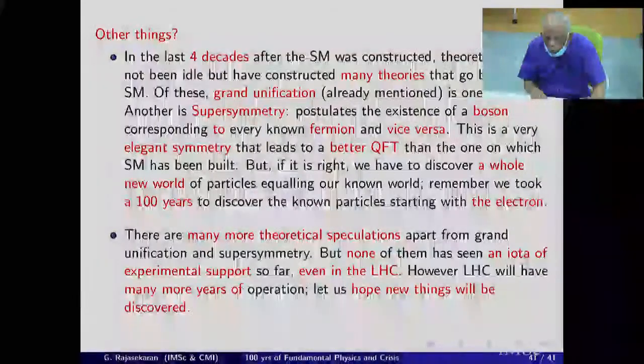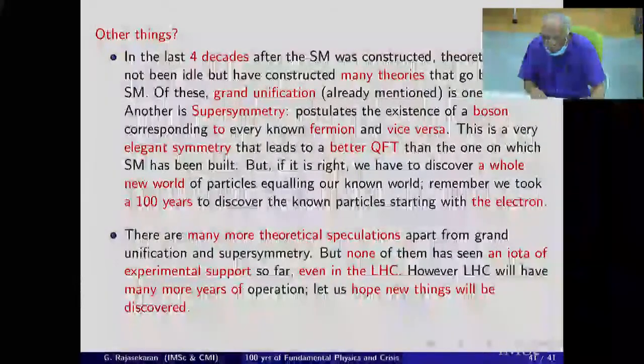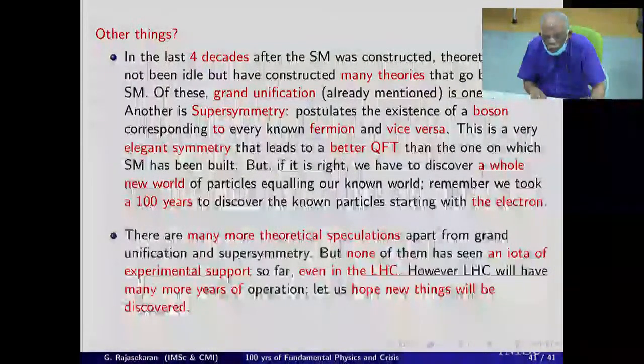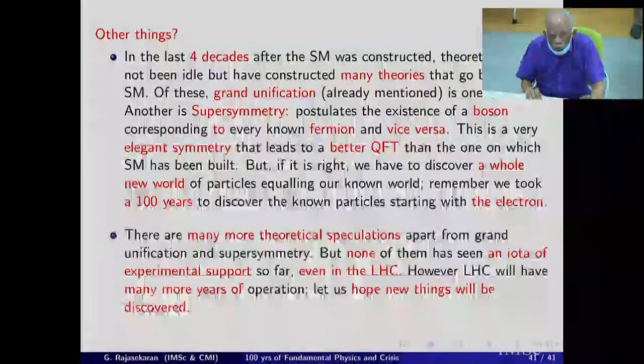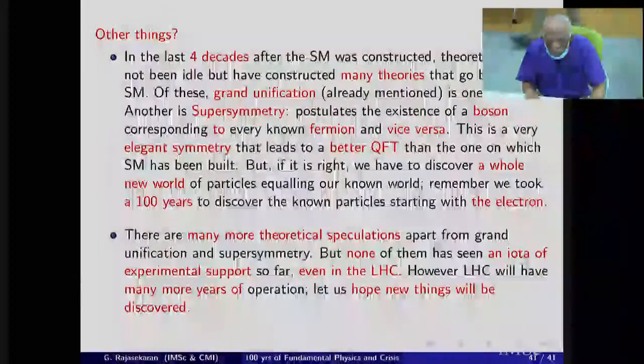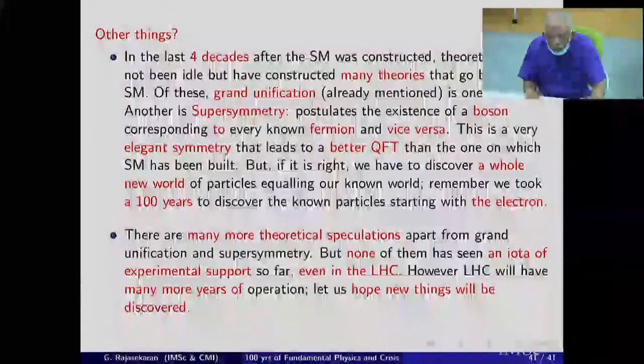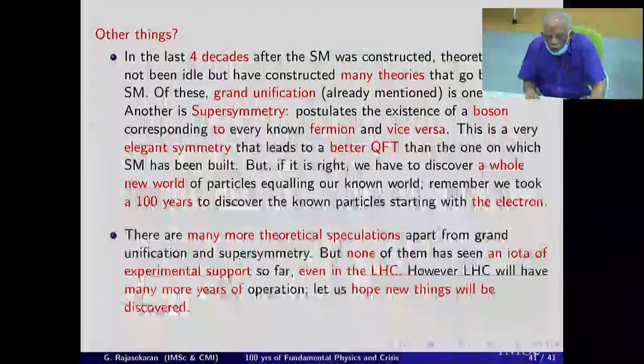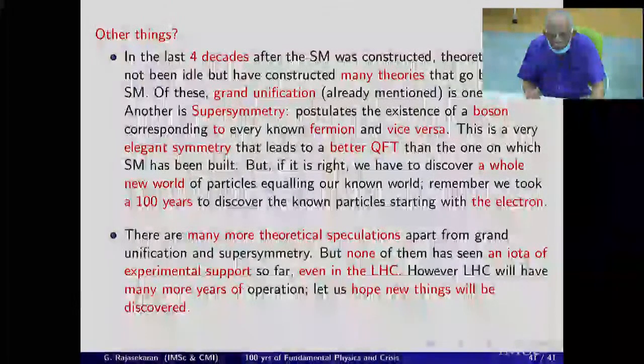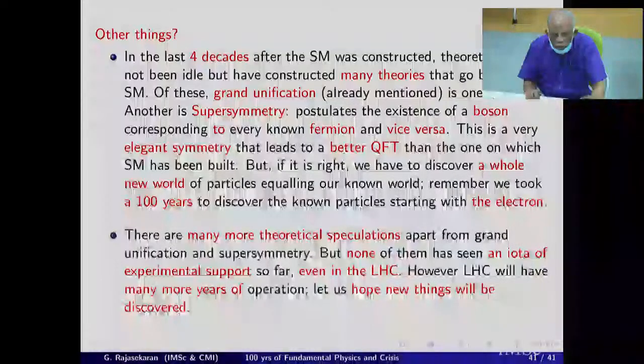This is a very elegant symmetry, and that is why theorists like it. In fact, it leads to a better quantum field theory than the one on which the standard model is based. The quantum field theory which we use in the standard model has a very big pitfall, namely the divergences, whereas supersymmetry will be a little better theory. But if it is right, we have to discover a whole new world of particles equaling our known world. Remember, we took 100 years to discover all the known particles starting from the electron. So patience is needed. The experimenters at LHC are still searching for supersymmetry, but so far they have not found it.